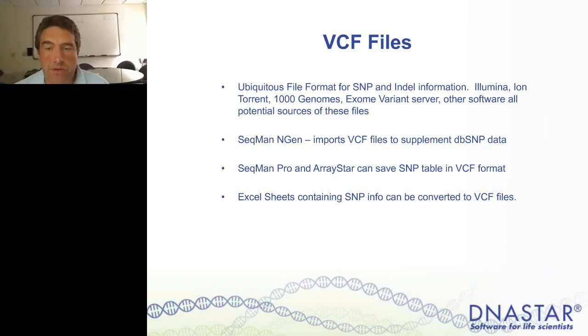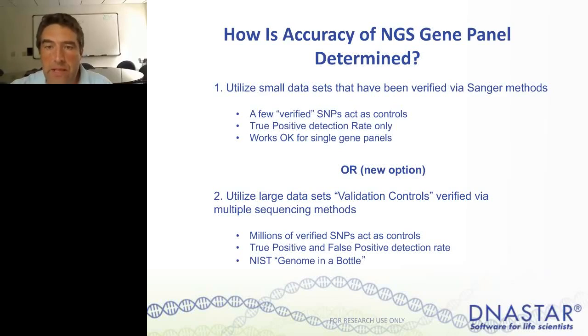VCF files also have additional annotation information. We can utilize that as well in our ArrayStar software. We can pull annotations in and then decorate individual SNPs in a SNP table using the VCF file information. And of course, these can also be converted. So these are two very important file types for this kind of workflow. In this validation workflow, the VCF files provide a list of the known variants in a control data set, and so it becomes central to the validation process.